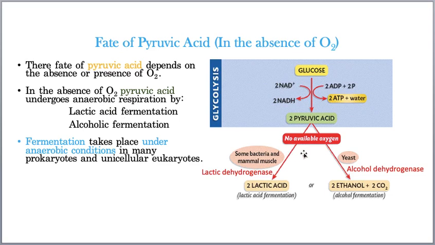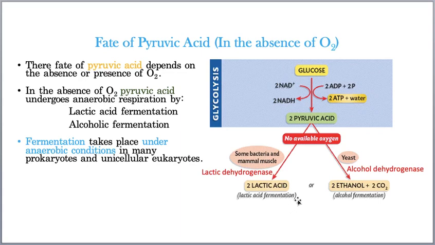Okay. Now let us take RBCs and also some bacteria and also certain mammalian muscles. So in that, what happens? You know, the fermentation takes place in the presence of an enzyme called lactic dehydrogenase. Because of the presence of lactic dehydrogenase, the fermentation proceeds, therefore in RBCs of our body and muscle cells of our body and in certain bacteria, lactic acid will be formed. If lactic acid is formed, then that is called lactic acid fermentation.